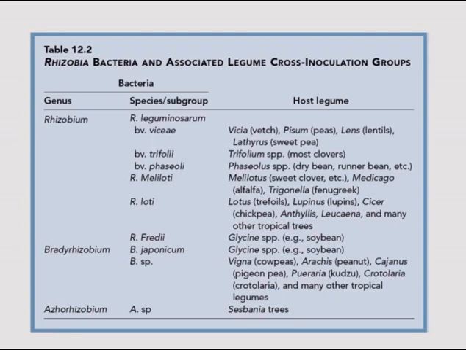Anyhow, just remember that each plant likes to have its own specific type of rhizobium in order to survive. So beans have this rhizobium called Phaseoli, Melilotii for alfalfa, and then peas and lentils have a different type of rhizobium altogether.